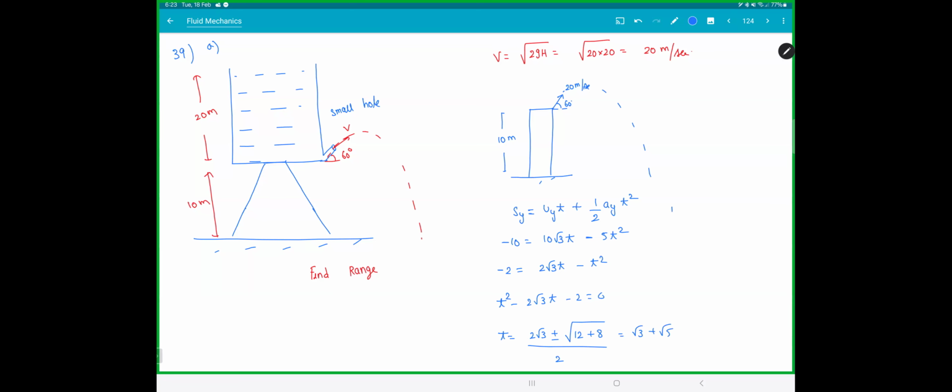So range will be ux into time of flight. Ux is u cos 60, which is 10. Check. Clear?